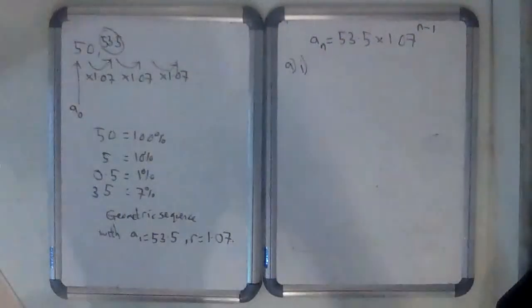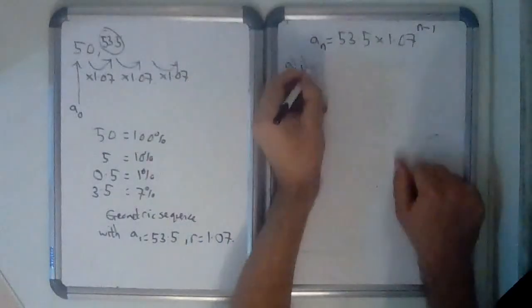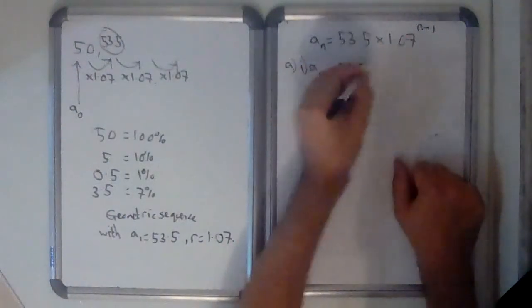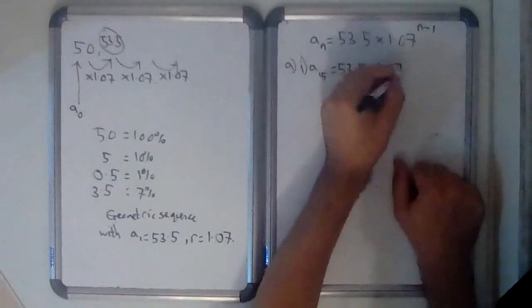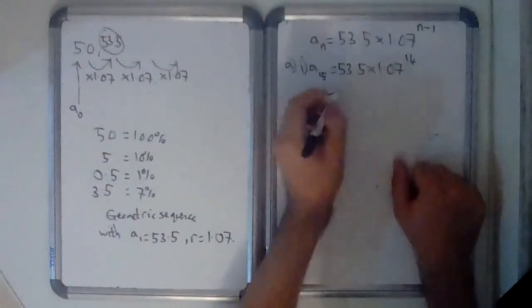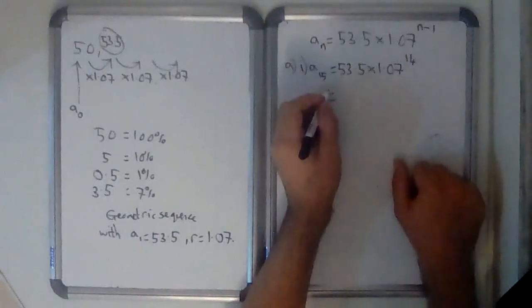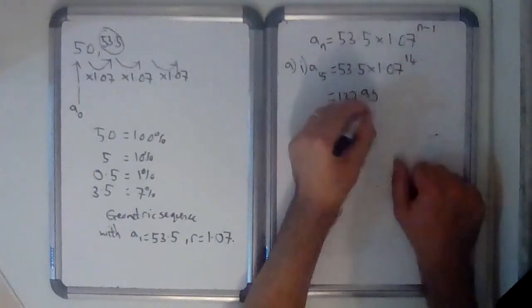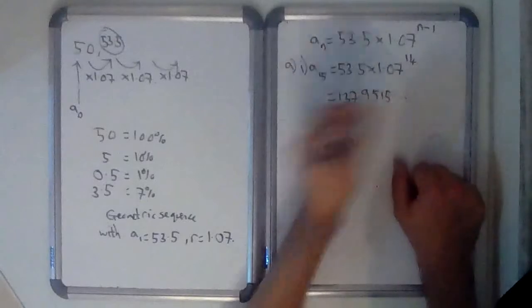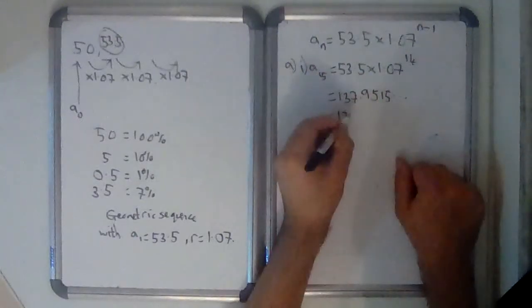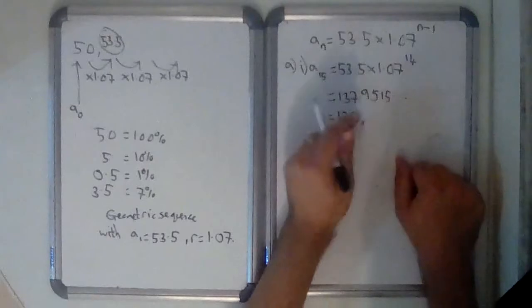So how many rabbits were present after 15 weeks? So you want A15. Well, that's going to be 53.5 times 1.07 to the power 15 minus 1, so to the power 14. And that is 137.9515, and so on. So I reckon around that to the nearest whole rabbit, so 138 rabbits.